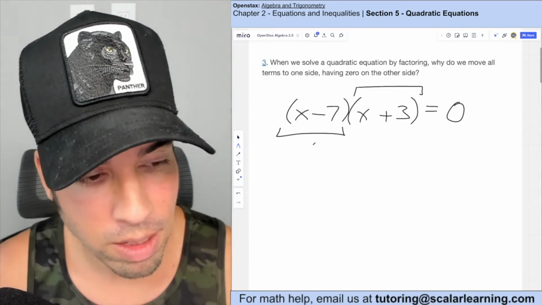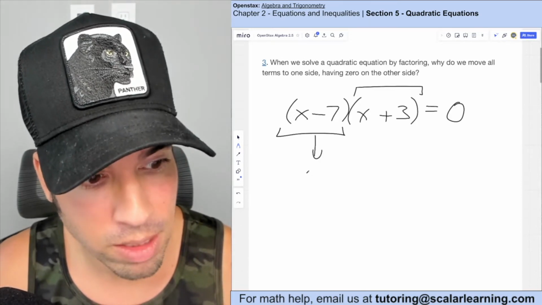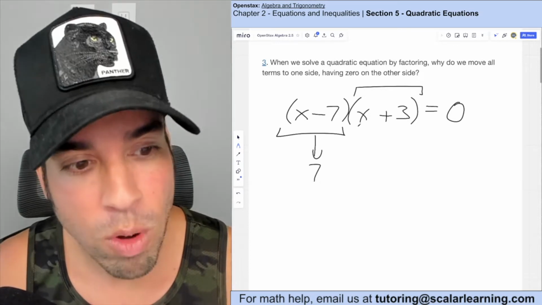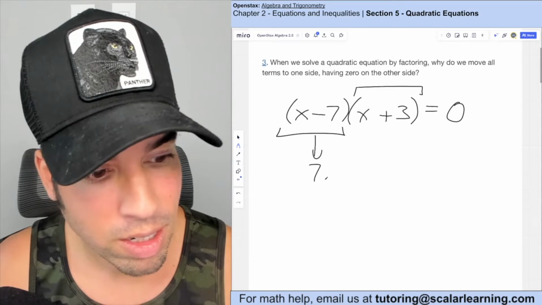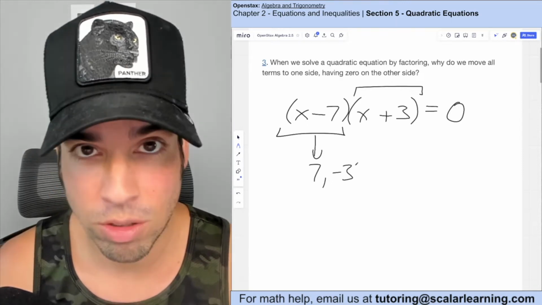So what makes this binomial go to 0? 7 minus 7, so when x equals 7. What makes this one go to 0? When x equals negative 3. Negative 3 plus 3 is 0, and that's how we get our solutions.